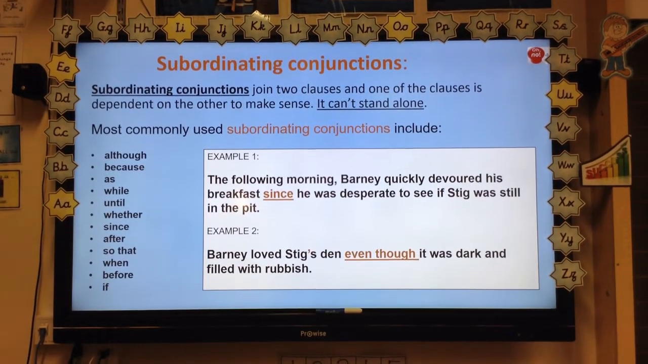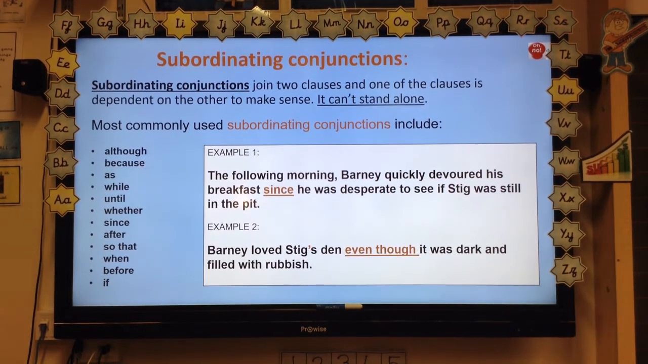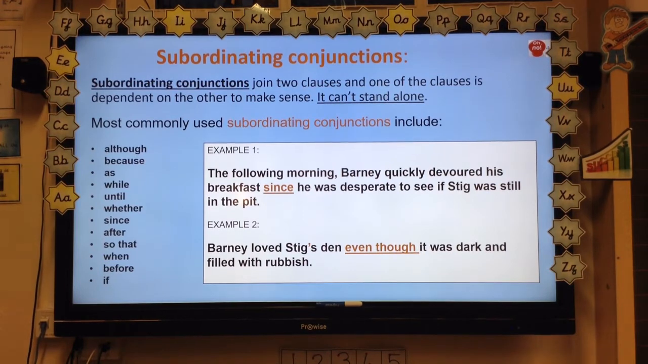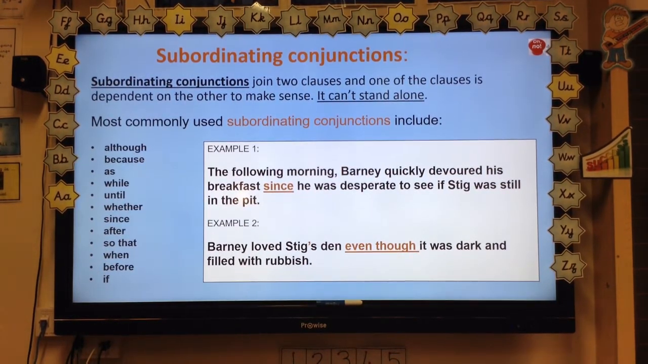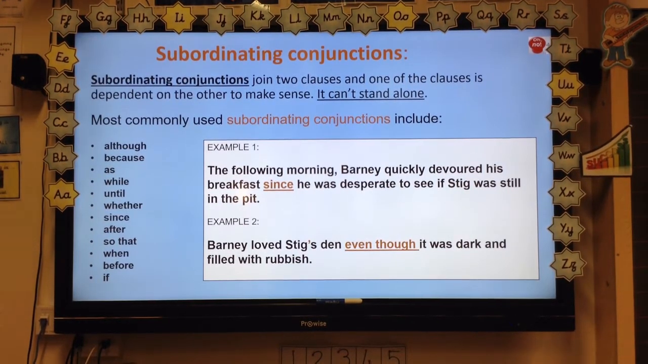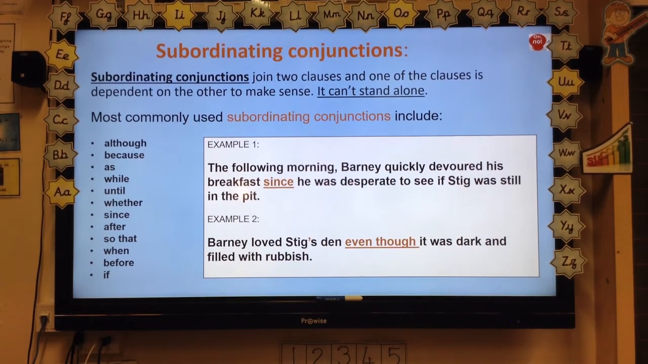Let's work through two examples together. In this sentence you will see there is a main clause that can stand on its own. It's then followed by a subordinating clause which wouldn't make sense on its own, it needs the main clause with it. The following morning, Barney quickly devoured his breakfast since he was desperate to see if Stig was still in the pit. I could end the sentence after breakfast.